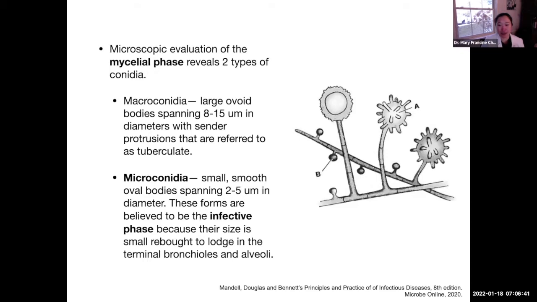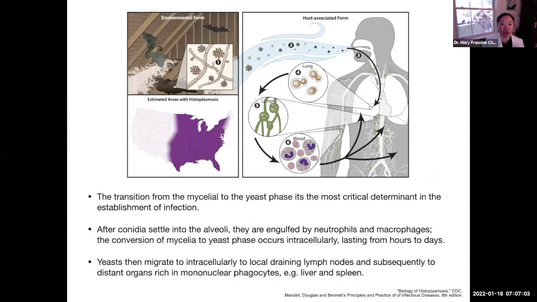It's not slender, but it has protrusions that are referred to as tuberculate. And then you also have your microconidia, which are smaller. And these are actually the ones that are believed to be the infective phase, because their size is small enough to lodge into your terminal bronchioles and alveoli.